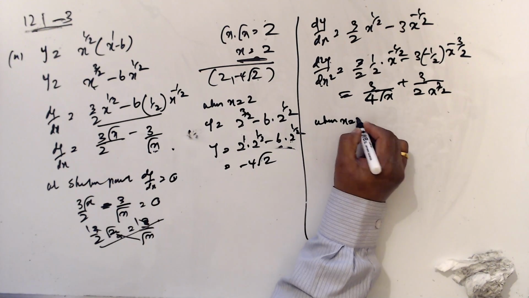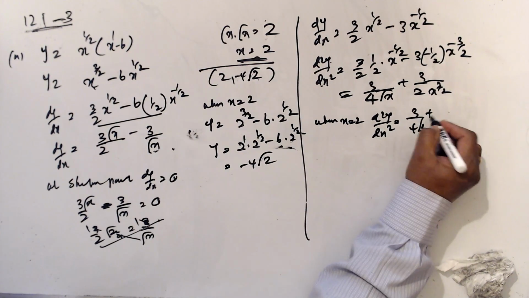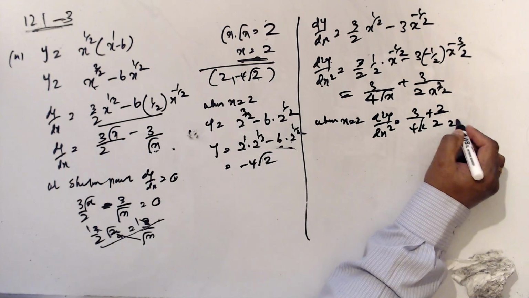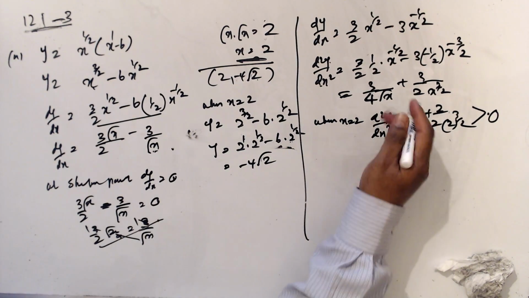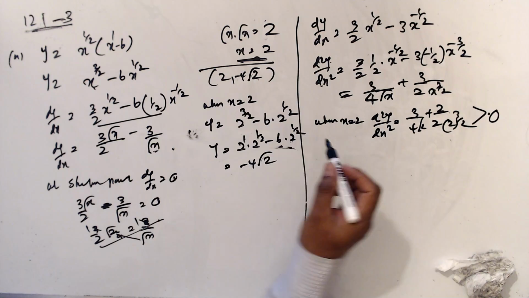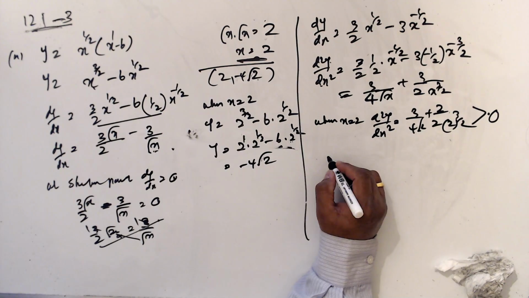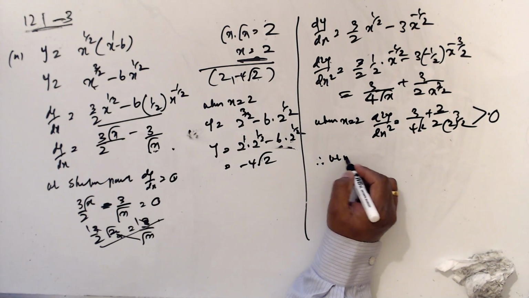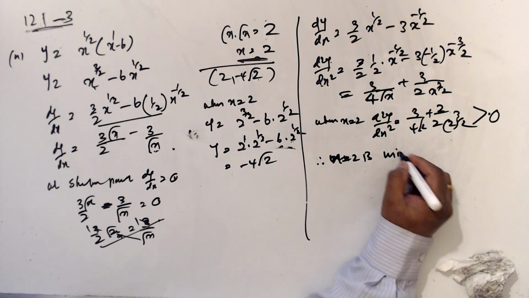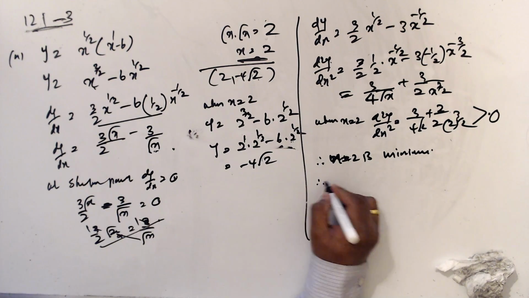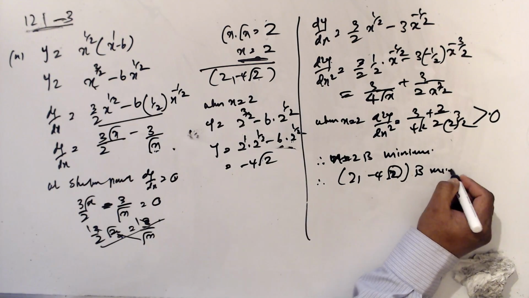When x equals 2, d squared y over dx squared is 3 over 4 square root 2, plus 3 over 2 times 2 to the 3 over 2, which is greater than 0. I don't need to look at it. There are no negative terms here, and x is positive, so the answer definitely should be positive. Hence x equals 2 is a minimum.